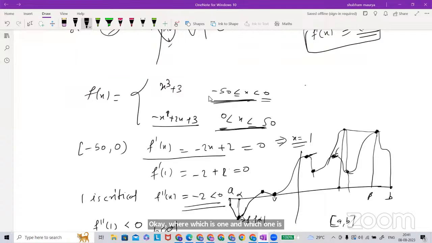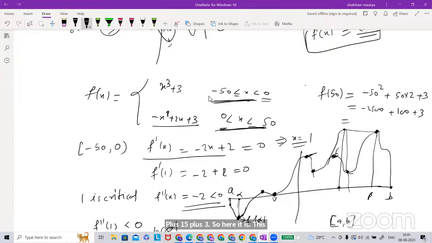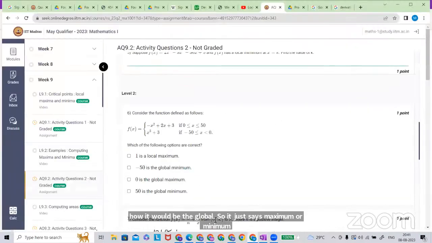So what is the value at 50? F(50) is going to be -50 squared plus 50 into 2 plus 3, plus 100 and this is 3. This is going to be a minus value. So how could it be the global maximum? Does it say maxima or minima? Global minima. Sir, the limit you took is not the correct one.